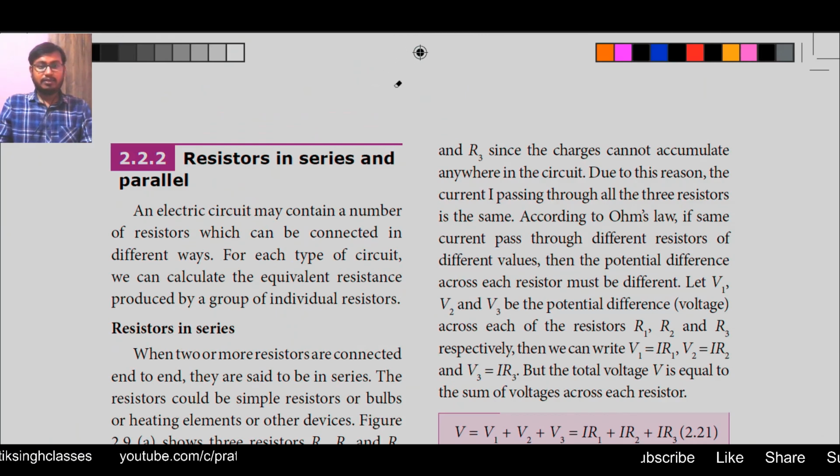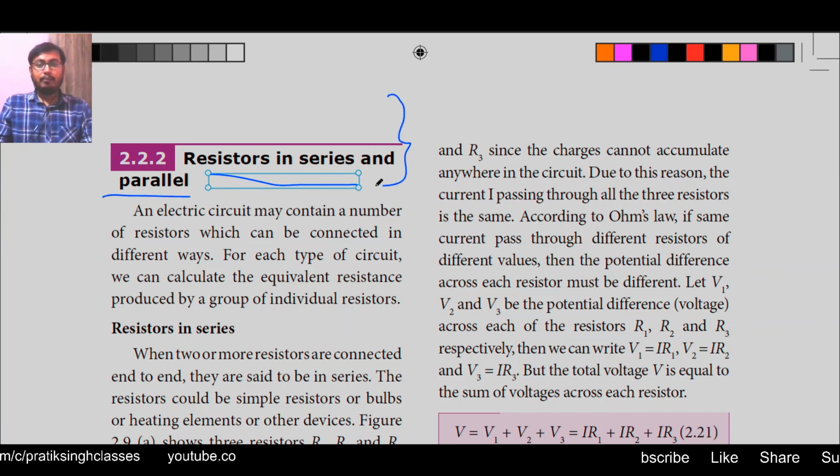In our next video, we will study section 2.2.2, that is resistors in series and parallel. You have already studied this in class 9th and 10th, but here we will study it at the microscopic level and also find out different terms which are given only in class 12th, not in your previous classes. But the terms we will study here are based on what you have studied in class 9th and 10th.